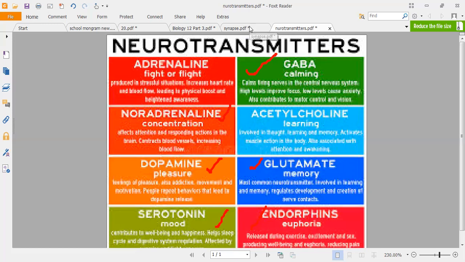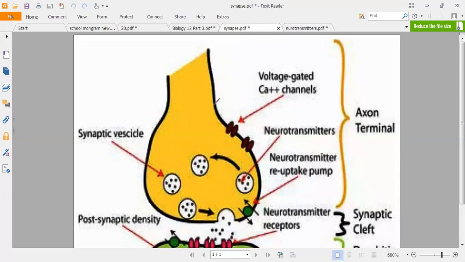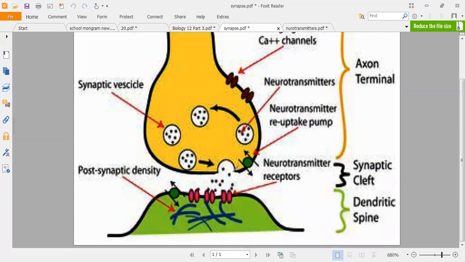So let's take a review of the synapse as well. You can see here, this is a presynaptic membrane, and then we have the postsynaptic membrane. These are calcium channels by which calcium from the extracellular fluid enters into this synaptic knob, and then the synaptic vesicles, which are formed by these cells, have neurotransmitters in them, and by the entering of calcium ions, they fuse with the walls.